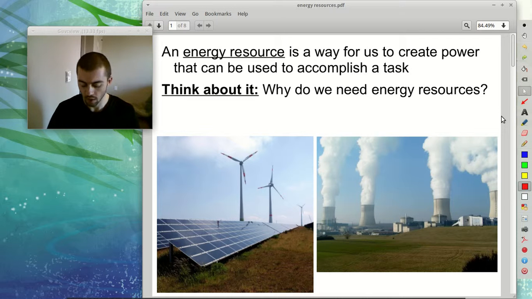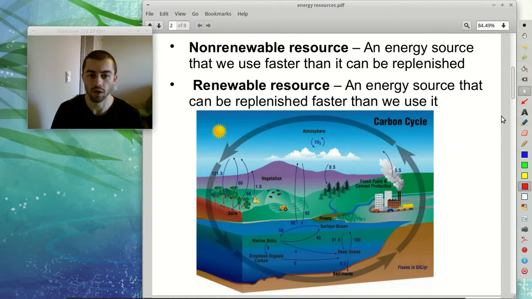The first thing we need to know is the difference between a renewable and non-renewable energy resource. A non-renewable energy resource is an energy source that gets used up faster than we can replenish it, or faster than we can create new energy from this resource. An example of a non-renewable energy resource would be fossil fuels.